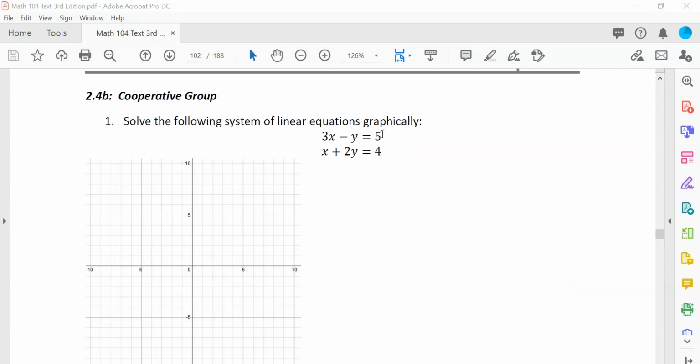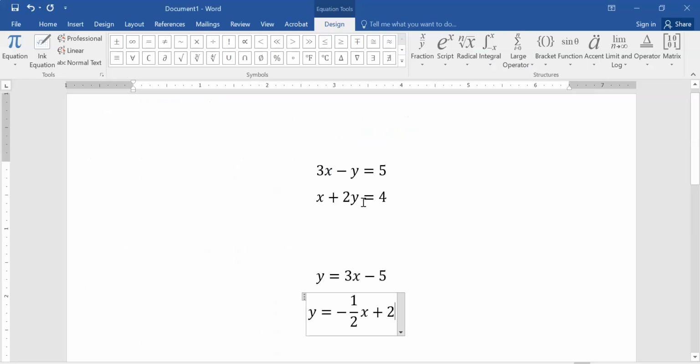Solve the system of linear equations graphically. I'm just going to give you the very really quick idea of how to do that. So I'm not going to actually go through every step this time, but just tell you what's going on. So first off, 3x minus y equals 5, and x plus 2y equals 4. So 3x minus y equals 5. When I take that, I can convert that.